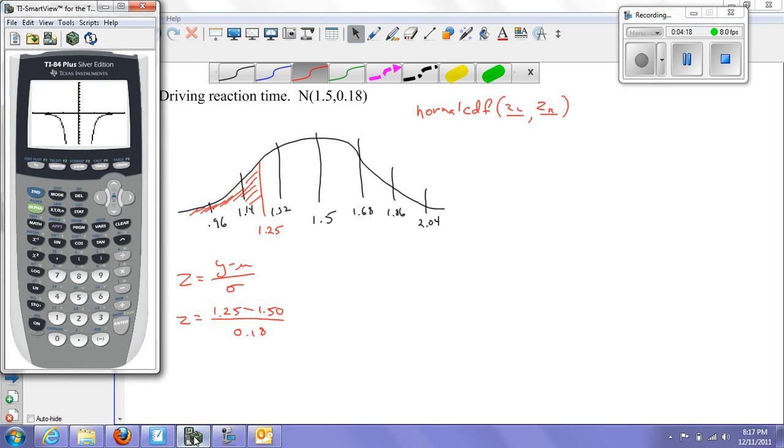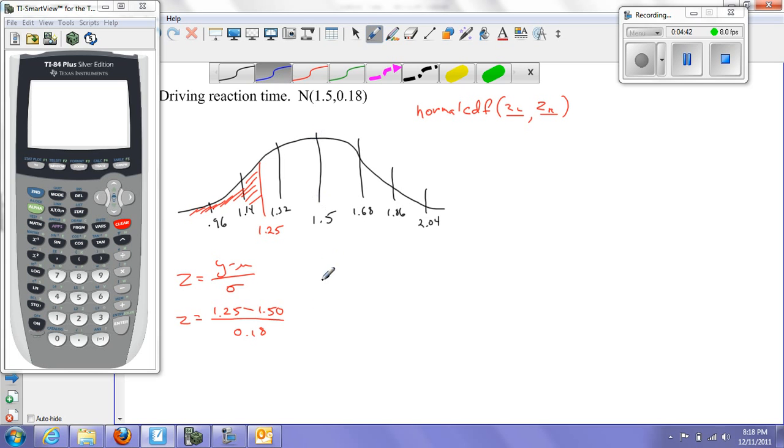Let's call up our calculator and see what we can do with it. Well, let's clear off my screen. Actually, before I get to the calculator, I can do a little bit of cross multiplication. I can multiply both sides of my equation by 0.18. So I'm going to have 0.18z is equal to 1.25 minus 1.50, which is negative 0.25.